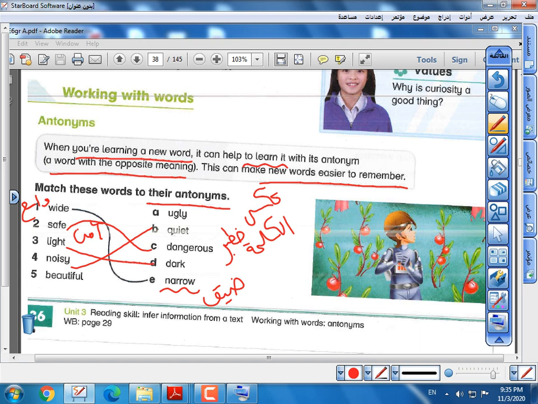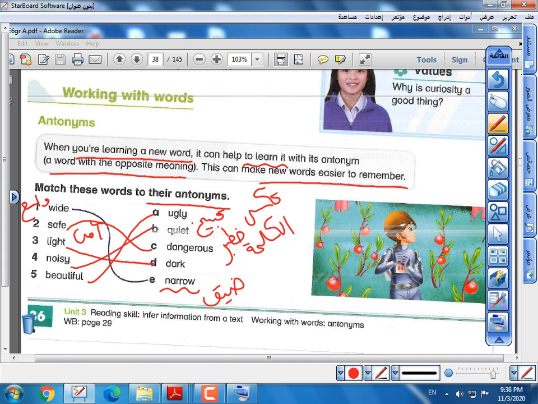And finally we have the word beautiful, and we all know the meaning of beautiful, which means جميل, and the antonym of this word is ugly, as you see, اللي هي معناها قبيح. Okay, so it's really important to study or to learn them with their antonyms لأنه حيساعدنا إنه أضلني متذكراها بشكل أفضل لما أحفظ الكلمة مع عكسها. Beautiful, the opposite of it or the antonym for this word is ugly, اللي هي معناها قبيح.